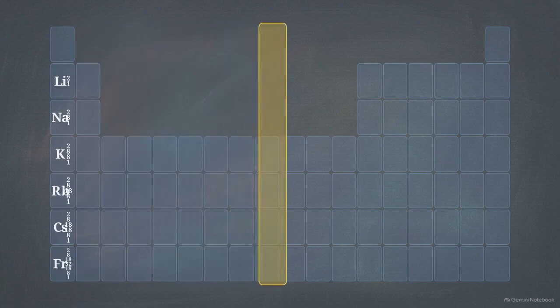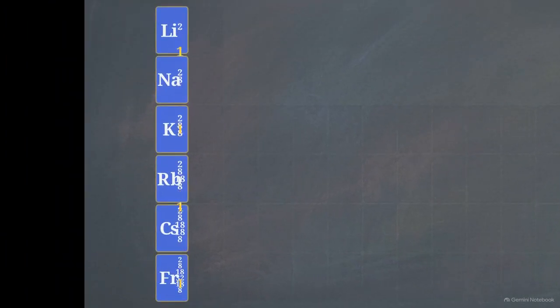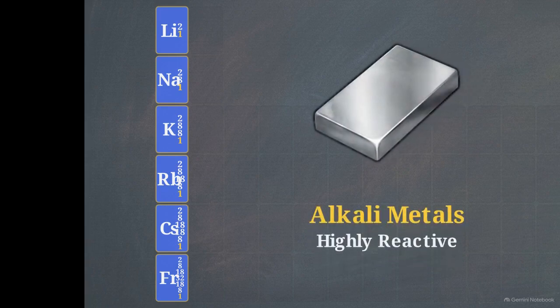Shifting to the vertical axis, we find groups 1 through 18. Every element in a vertical column shares the exact same number of valence electrons, which are the electrons located in the outermost shell. Group 1, the alkali metals, includes elements from lithium to francium. Their configuration numbers all end in a 1.